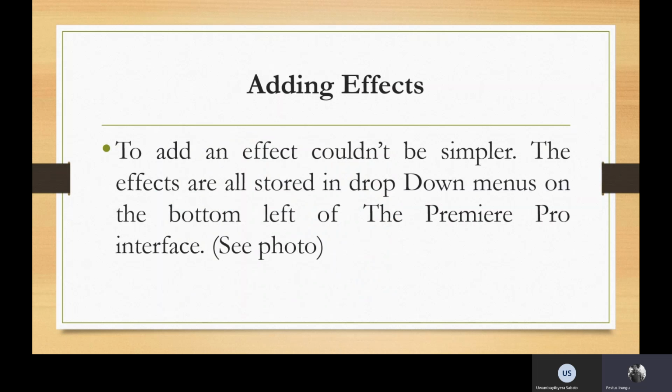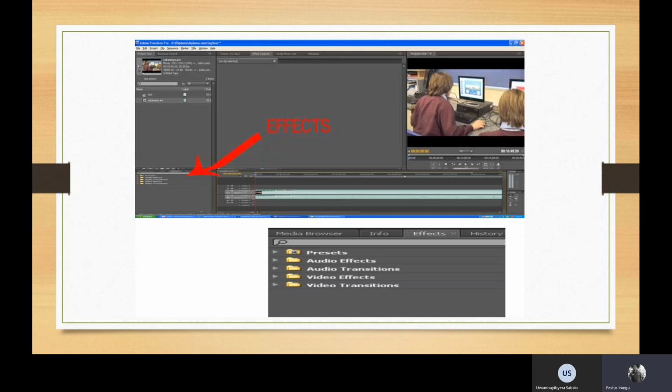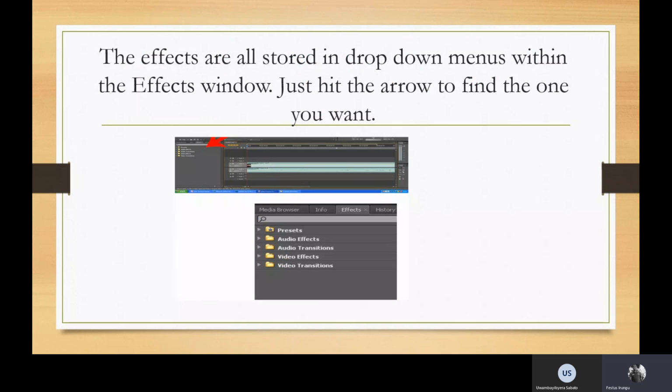To add an effect, it could be simpler. The effects are all sorted in drop down menus on the left of the Premiere Pro interface. You'll see the effects here. These are some of the effects: the audio effects, audio transitions, video effects, and video transitions. You're supposed to select the effect, but you have to choose where you want to put it, because you may not want to put the effects on the whole video. The effects are stored in the drop-down menus within the effects window.